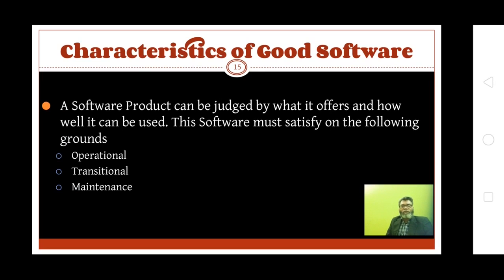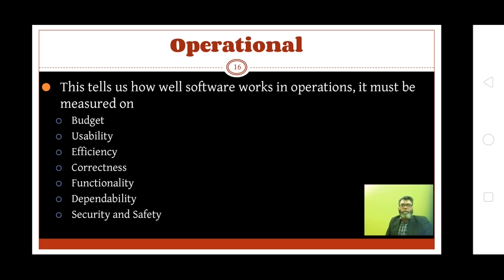The characteristics of a good software. A software product can be judged by what it offers and how well it can be used. This software must satisfy the following grounds: operational grounds, transitional grounds, and maintenance grounds. Operational grounds. This tells us how well software works in operation, and it must be measured on budget, usability, efficiency, correctness, functionality, dependability, security, and safety.